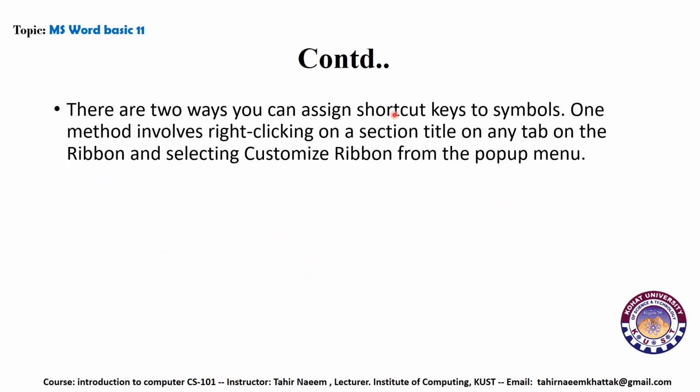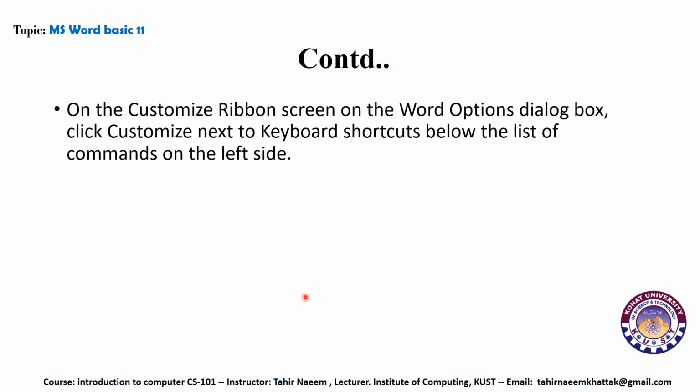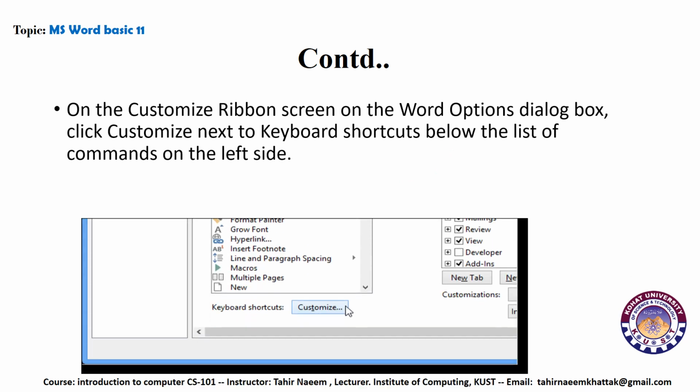There are two ways to assign a shortcut key to symbols. One method involves right-clicking on a section title on any tab in the ribbon and selecting Customize the Ribbon from the pop-up menu. As you can see here, we will go to Customize Quick Access Toolbar, Customize the Ribbon. On the Customize Ribbon screen in the Word Options dialog box, click Customize next to Keyboard shortcuts below the list of commands on the left side.